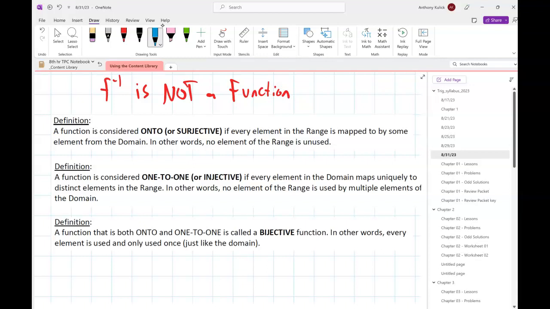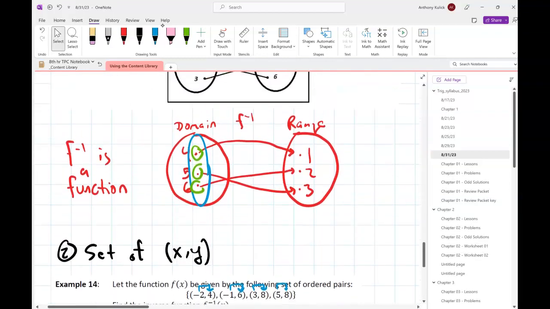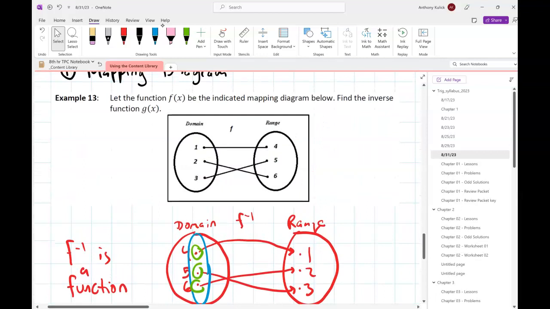All right. I'm going to scroll back. So let's look at the F here in example 13. Is this onto? Are all the y's used? All the things in the range get used? Yes. So is it onto? Yes.